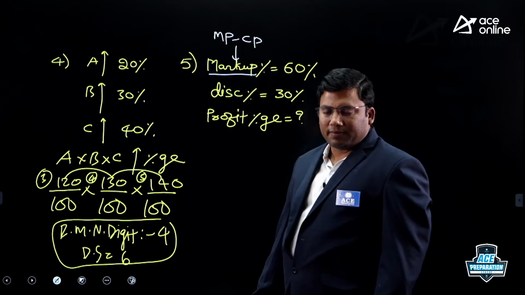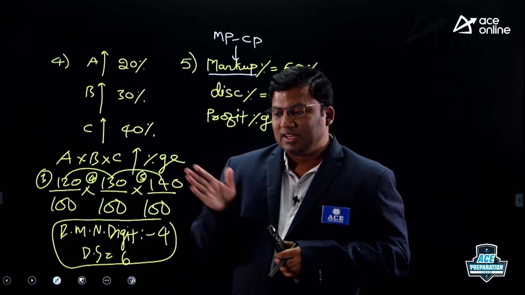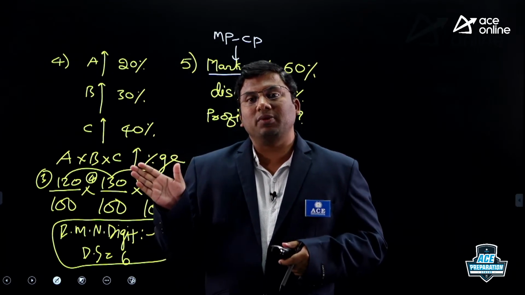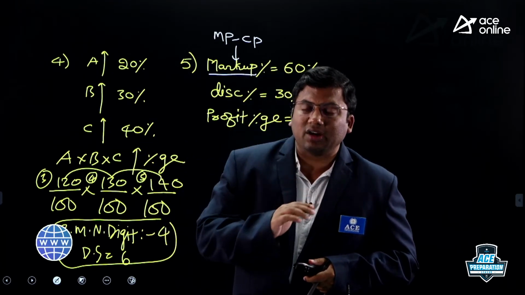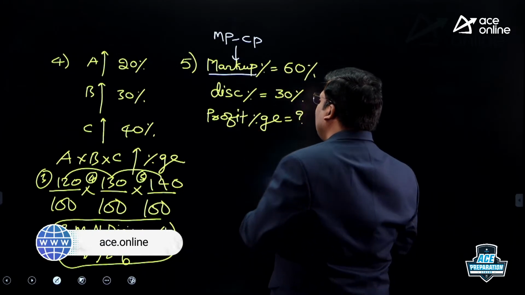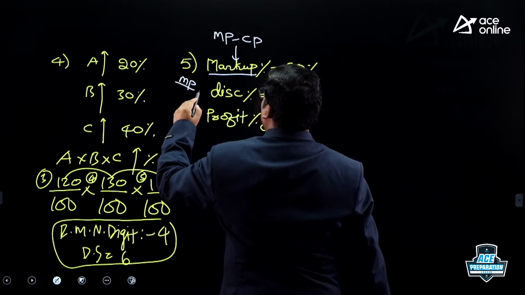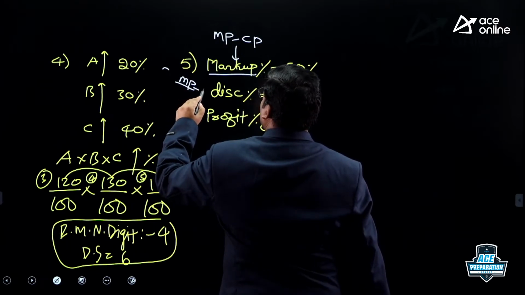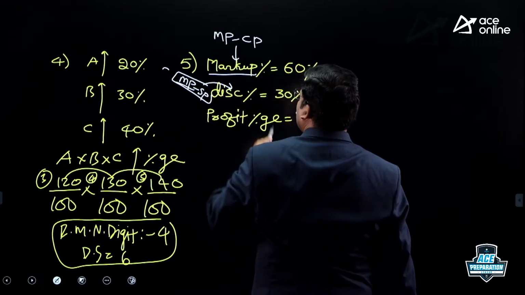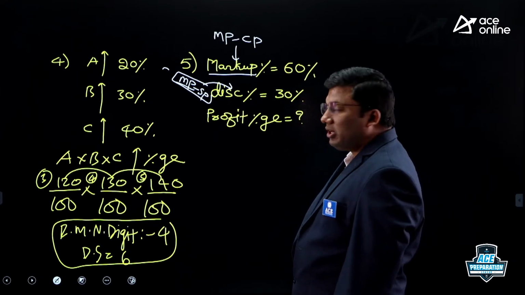So I went to a shop, bought a product at 10 rupees, and labeled it at 12. My friend came and said, please give me that water bottle. I sold it at 8 rupees. That is called discount. The price marked on the product is 12, and I sold it at 8. MP minus ESP is the discount percentage.